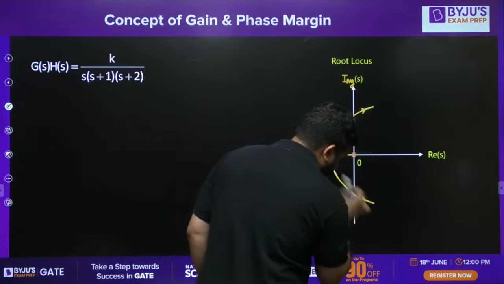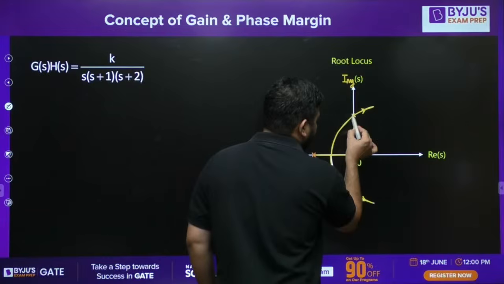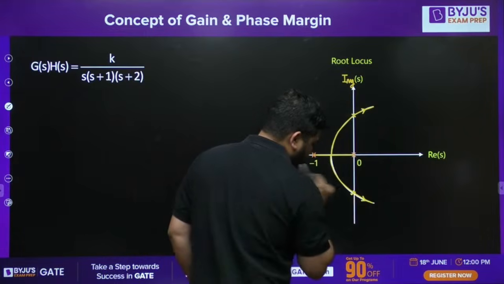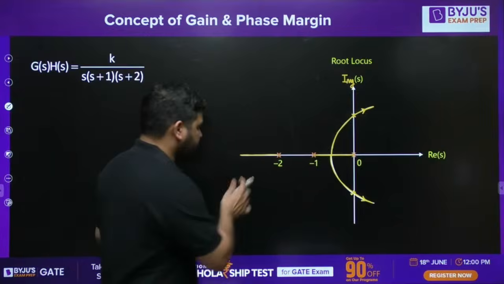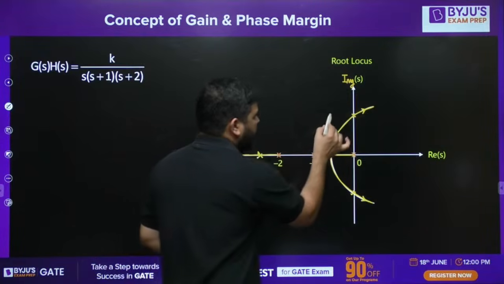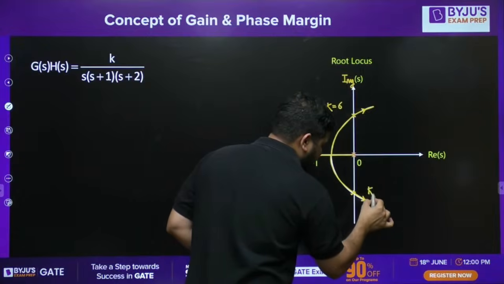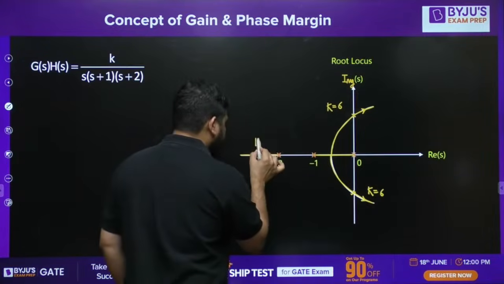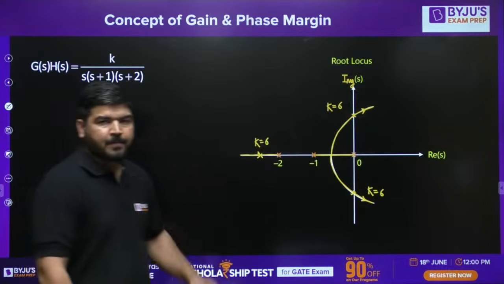We know that for k equal to 6, the closed loop poles will lie at this position. These two poles will lie at these two positions, and this pole will lie somewhere on this side. For k equal to 6, the system will become marginally stable. I hope it is clear.